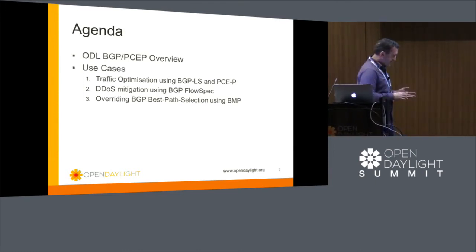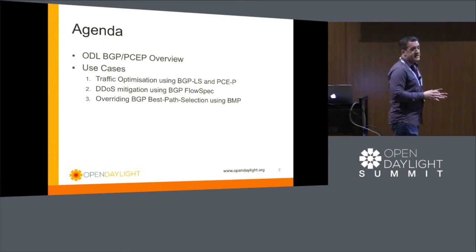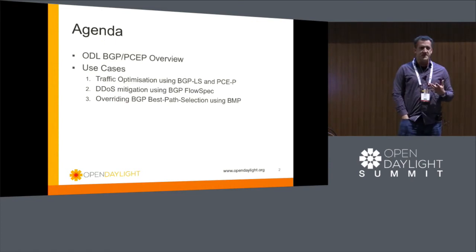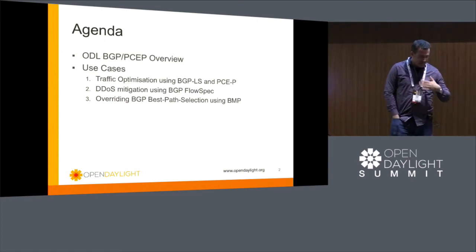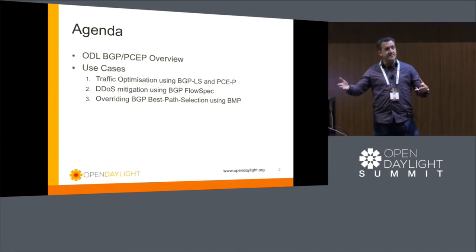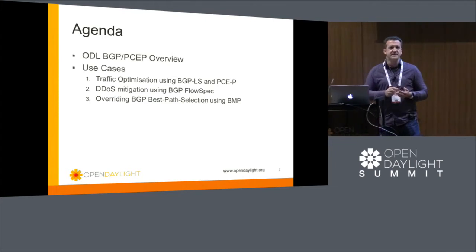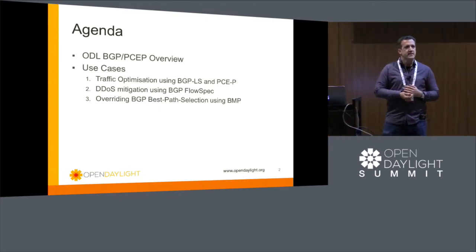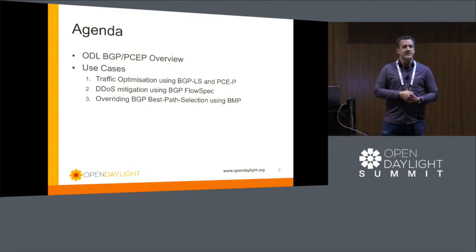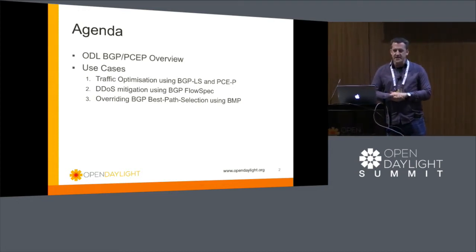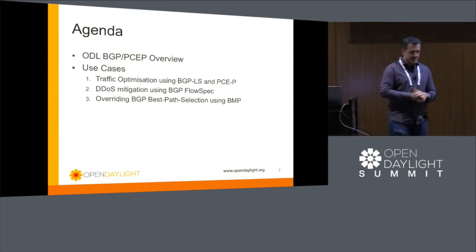So the 3 I wanted to look at, one was traffic optimization using BGP and PCEP, and this is really where ODL BGP came from, this concept that we can use BGP-LS to learn stuff about the network, and then use PCEP to program LSPs into the network. For a bit of added fun today, I'm going to attempt to use segment routing. This is in some ways similar to the demo I did last year, but in that case it was using RSVP-TE. Then go on to look at DDoS mitigation using FlowSpec, and I'll show you some slides.